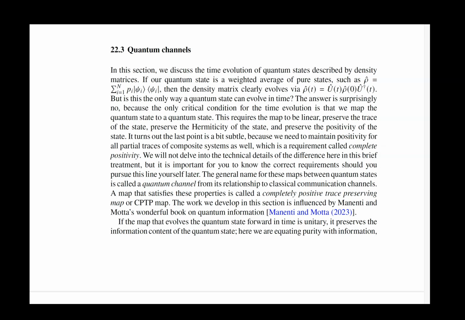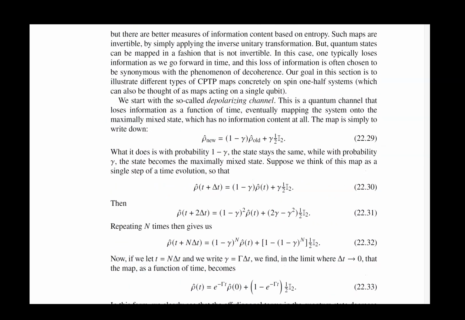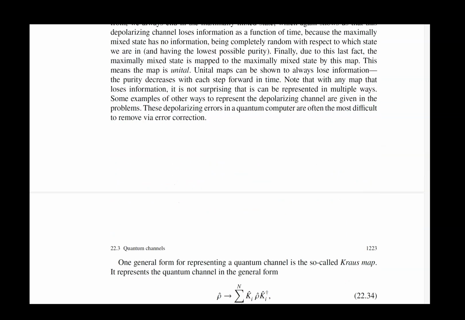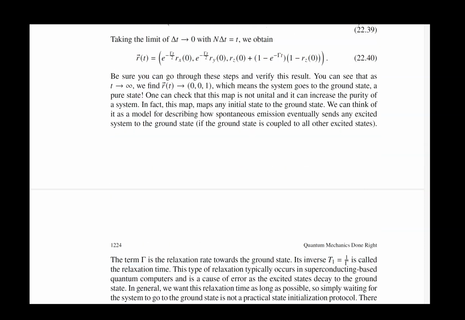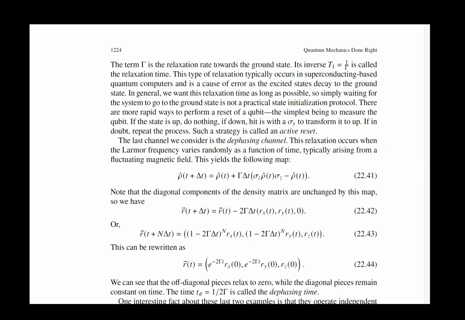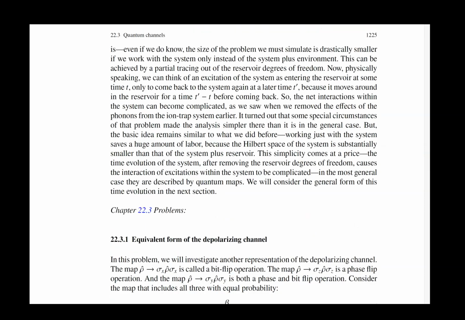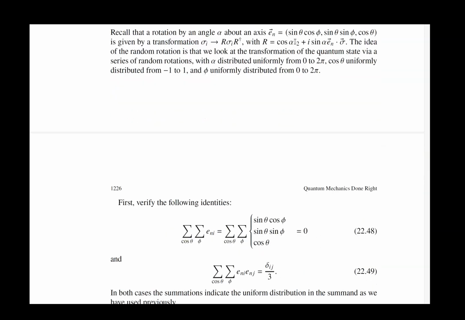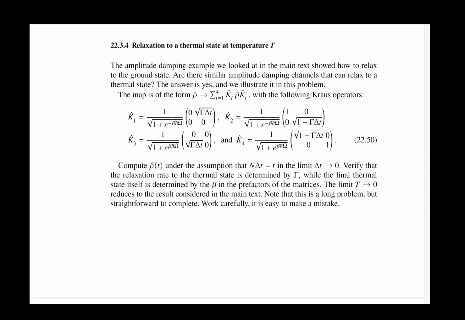understand how that works. Next up are quantum channels. We talk about what a quantum channel is. There are a number of them. One of them is a depolarizing channel. We talk about how that works. We then talk about a dephasing channel. And there's an amplitude damping channel as well that we talk about in the problems.